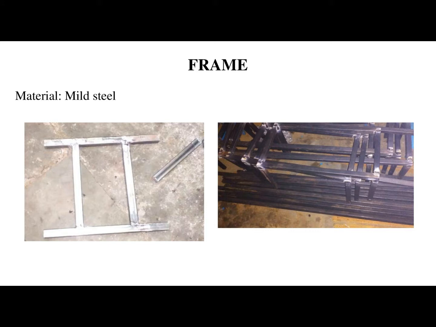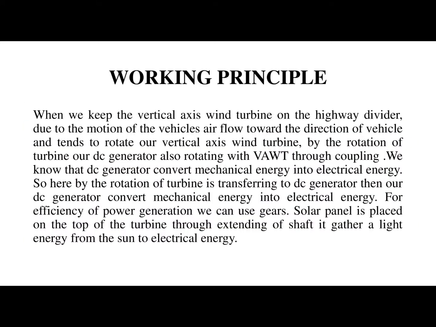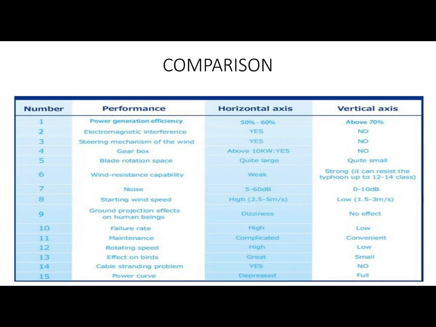Working principle: when we keep the vertical axis wind turbine on a highway divider, due to the motion of vehicles, airflow moves towards the turbine. The blade rotates according to the wind's rpm. When the blade rotates, the shaft and the spur gear also rotate and make the DC generator rotate. Thus, when the DC generator rotates, electricity is produced. According to the speed of the rpm, the current is liberated and saved in the battery.